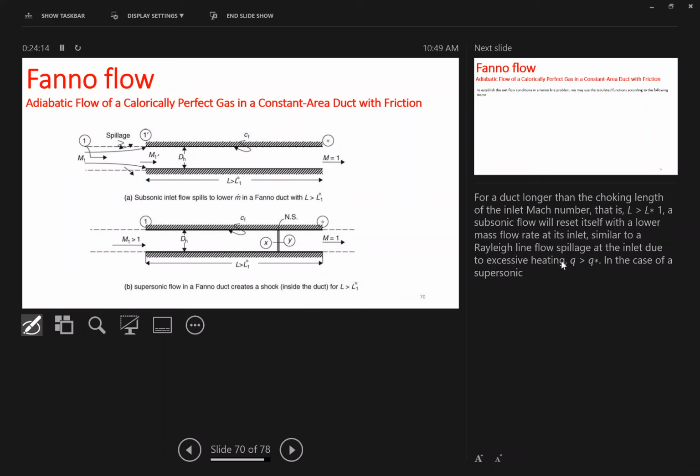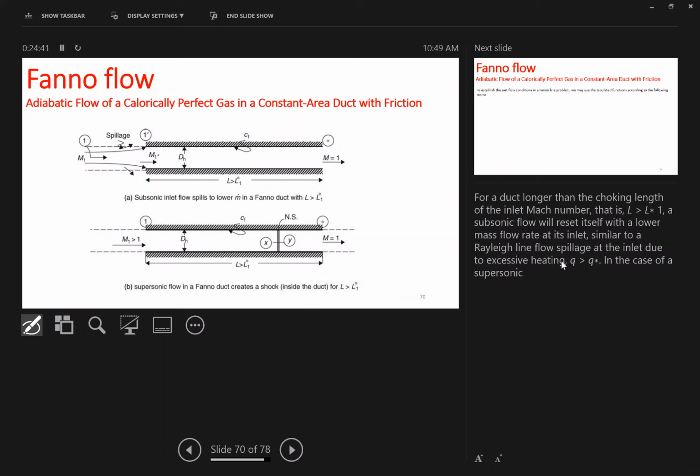Which means that we are going to have some sort of oscillation around the duct or some sort of backflow, depending on the condition, right? If you are approaching it with a subsonic flow, right? But when you are approaching your duct with a supersonic flow and your length is larger than the sonic length, the adjustment of the flow is made by a normal shock wave.